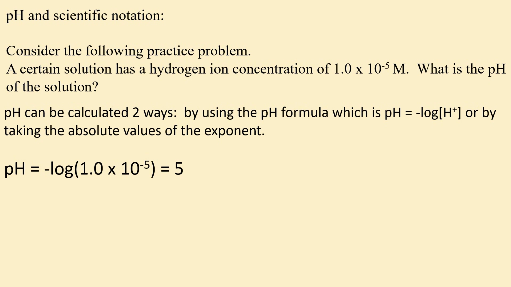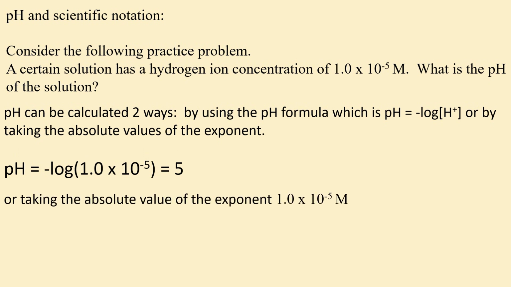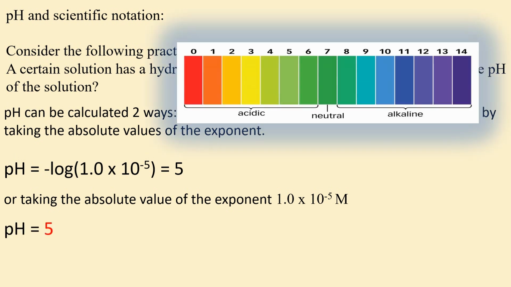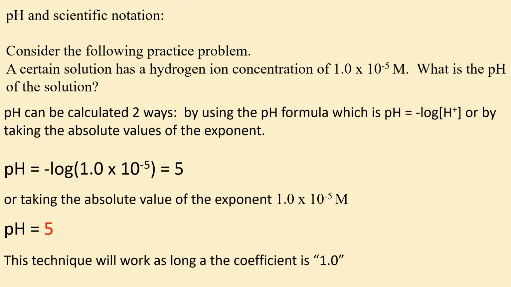So pH is equal to negative log 1.0 times 10 to the minus 5, which is equal to 5. Or take an absolute value of the exponent, which is negative 5. This gives a pH value of 5. This technique works as long as the coefficient in the molar concentration is 1.0.